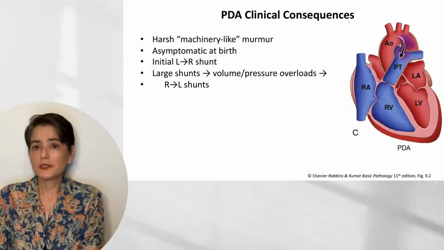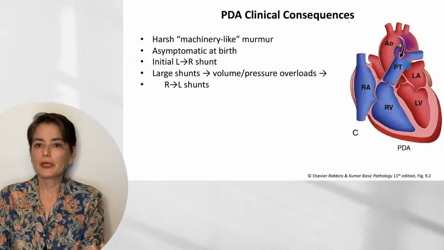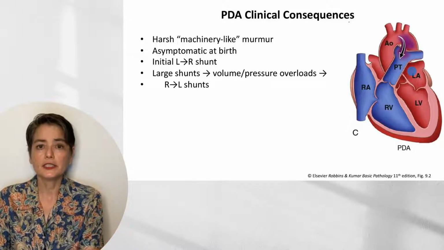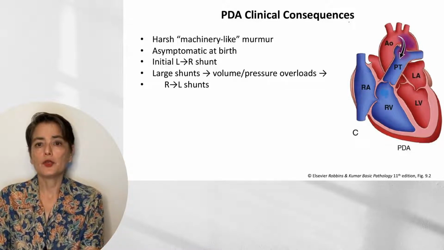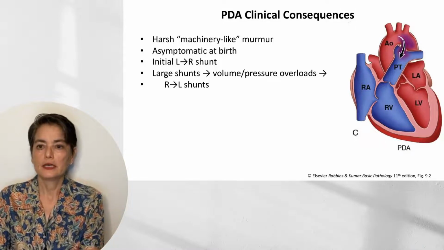So what are the consequences of a PDA? We have this harsh machinery-like murmur, typically asymptomatic. If it is a large shunt, then over time you can get volume and pressure overloads because, again, we have high pressure coming from the left ventricle into the aorta, shooting into the lungs. This can lead to our right to left shunt.